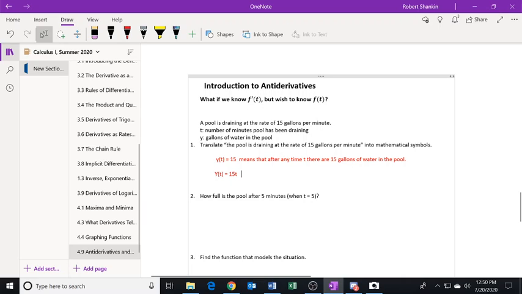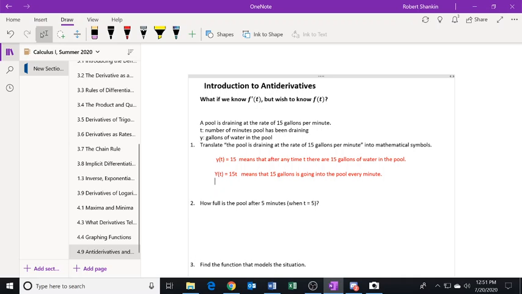Would this do it? Means that every minute that goes by, what's happening? This means that it's increasing by 15 gallons. Yeah, means that 15 gallons is going into the pool every minute. Okay, so you're really close. So we could just change that.